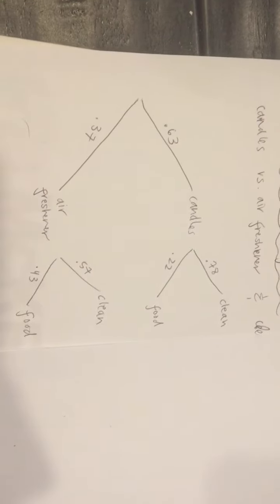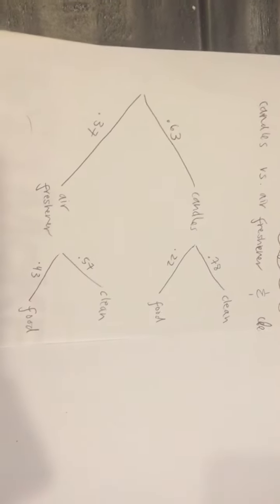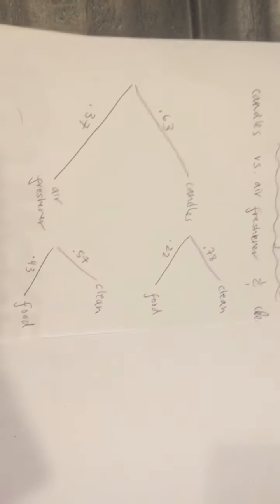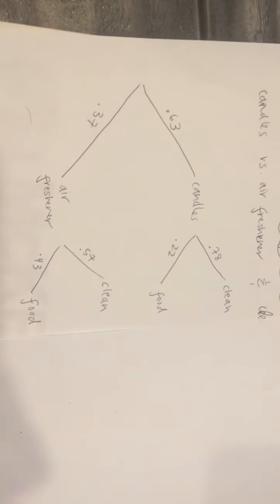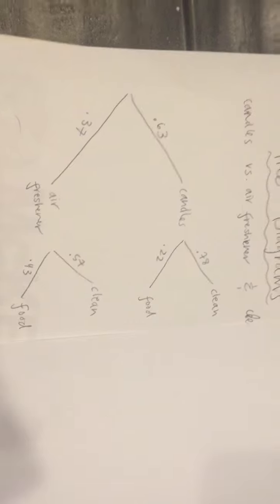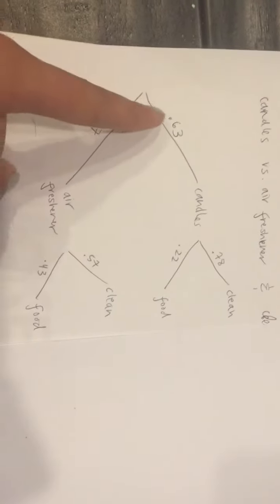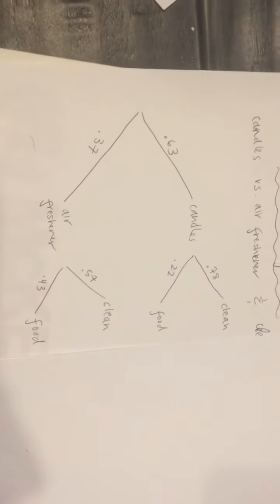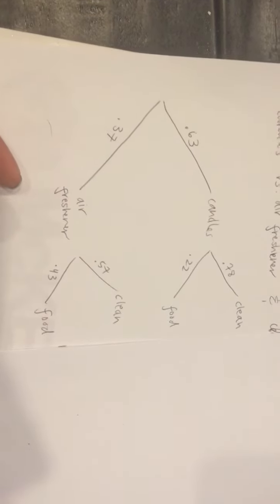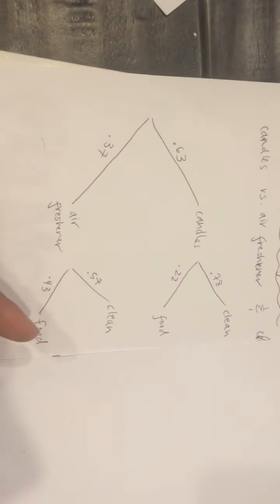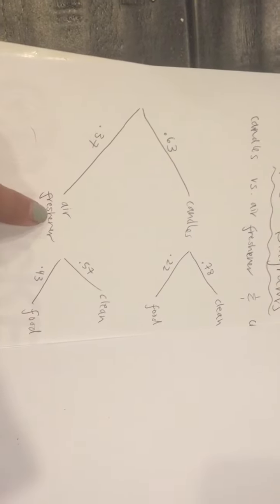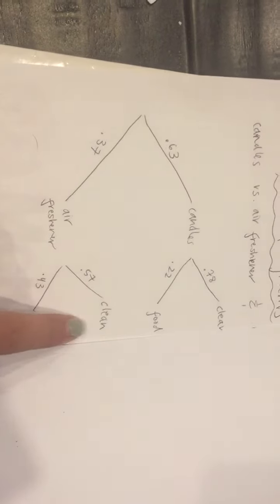You will be using multiplication to solve this. Say you want to find the probability of someone using a candle and wanting a food scent, like an apple pie candle. So you multiply 0.63 times 0.22, and that will give you an answer over here. Say you want to find the probability of people that use air fresheners and like clean scents. You go from here, multiply, go to air freshener down here, 0.37 times clean, 0.57. And I've solved all of them for you over here.